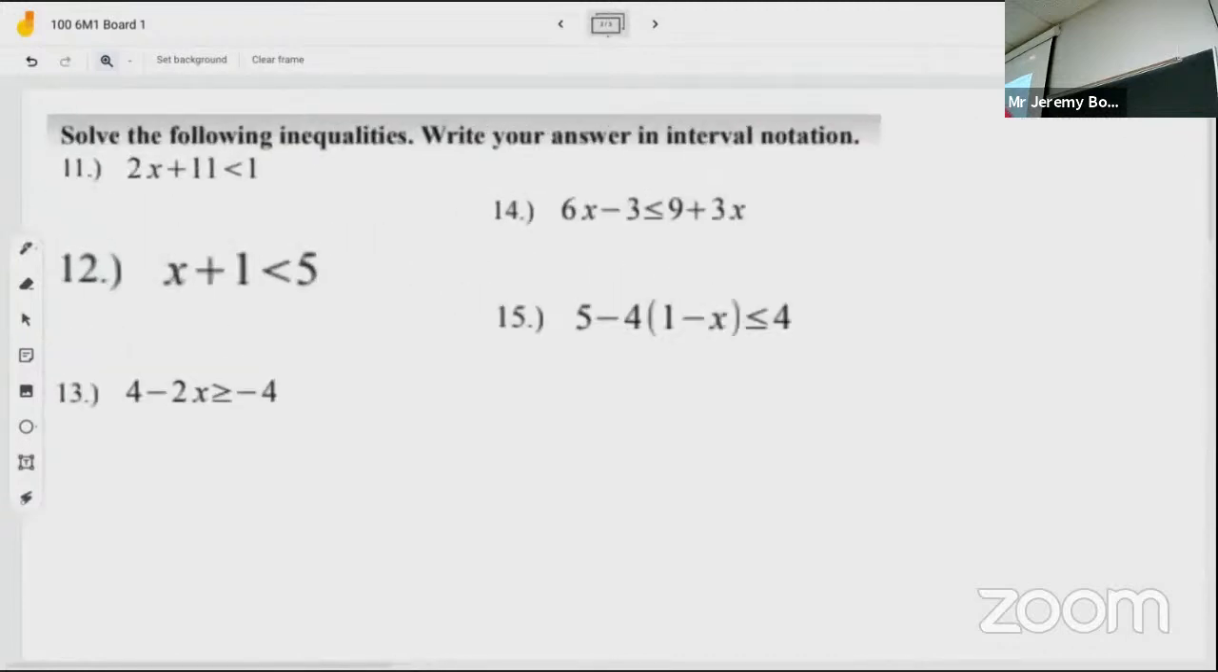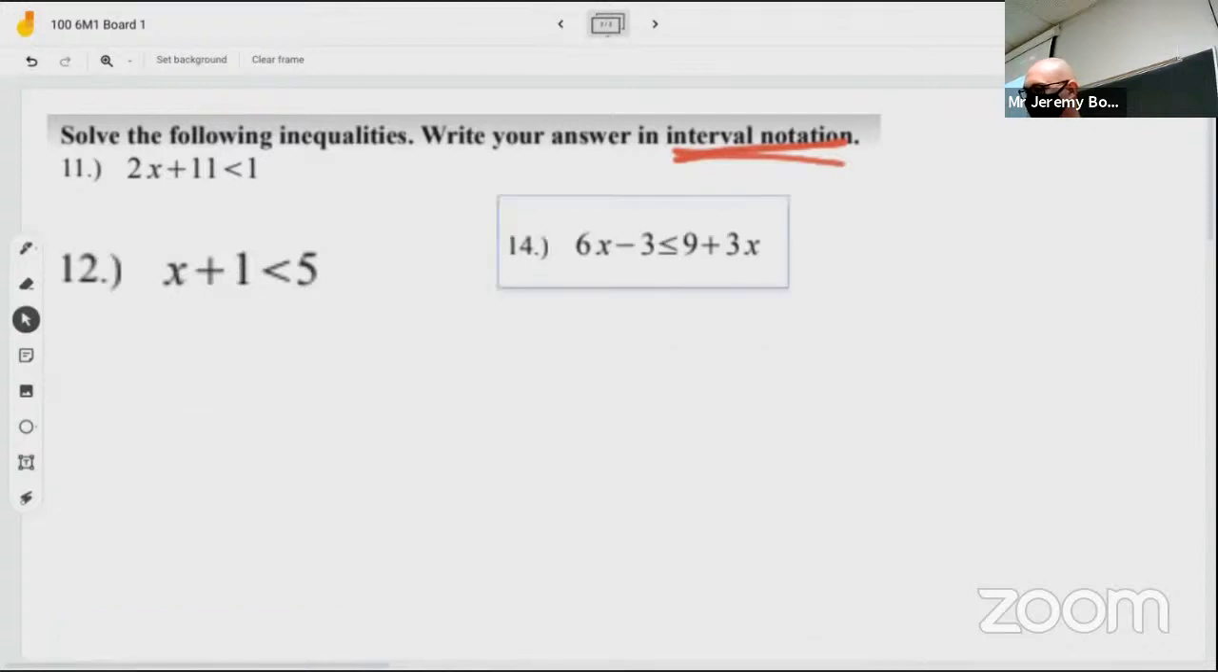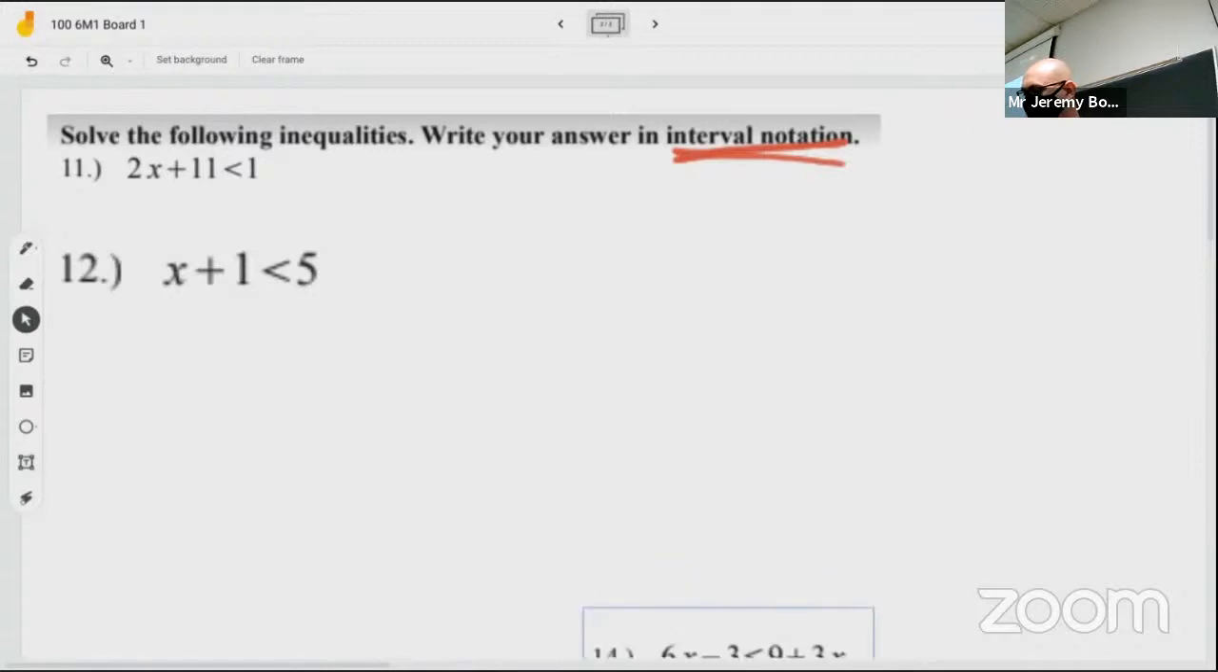So now we're going to inequalities. Try to solve these. Write your answer in interval notation. All right, so give those a shot. So move these out of the way. These don't take that much room.